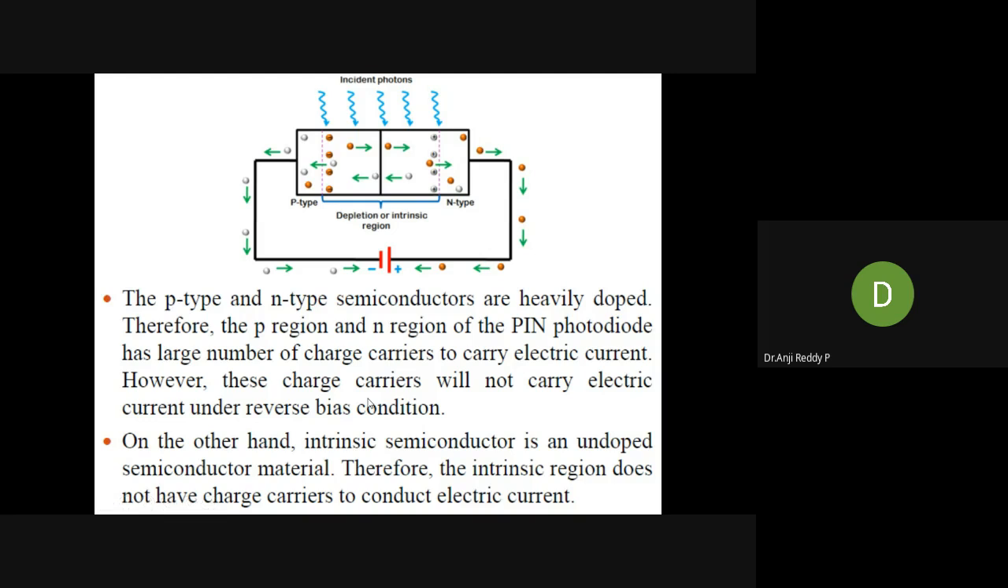Then whatever middle region we are taking, that is intrinsic semiconductor. Intrinsic means undoped semiconductor, the pure semiconductor material. Therefore, the intrinsic region does not have charge carriers to conduct electric current. In reverse bias condition, no current flows through the circuit.